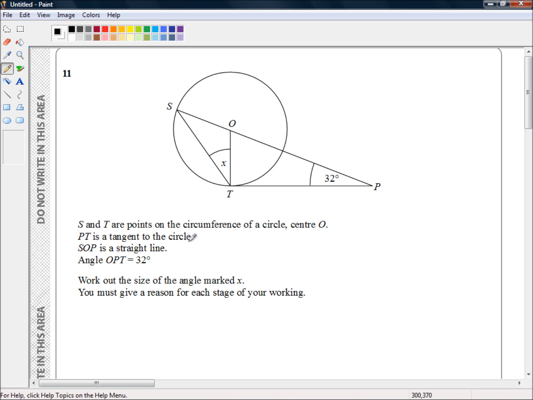PT is a tangent to the circle. So if this is a tangent to the circle and this is a radius, that means that that angle must be 90 degrees.